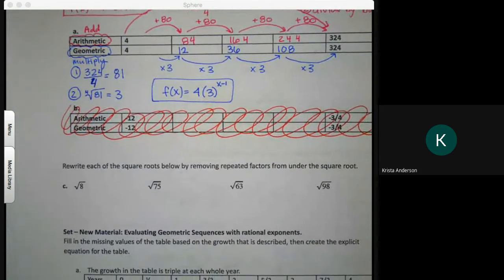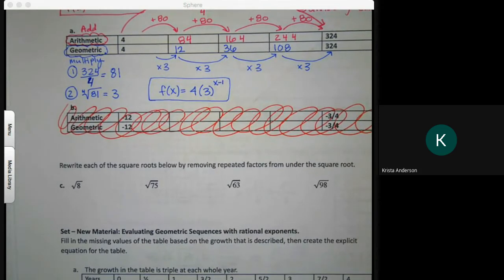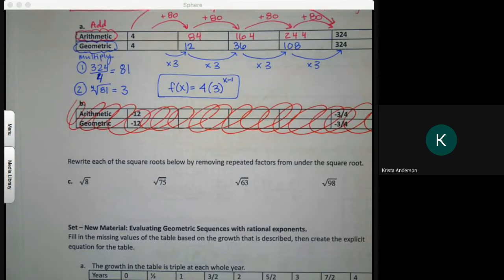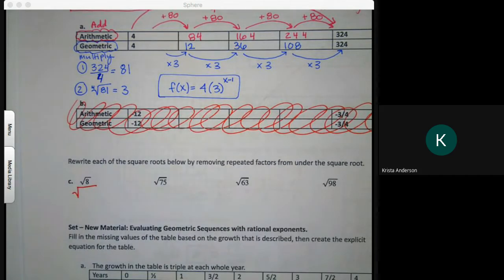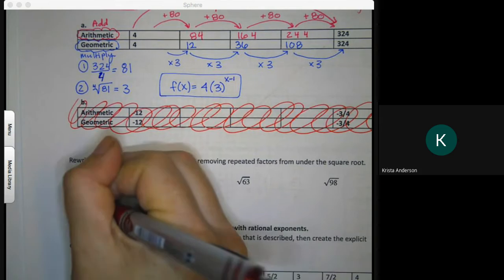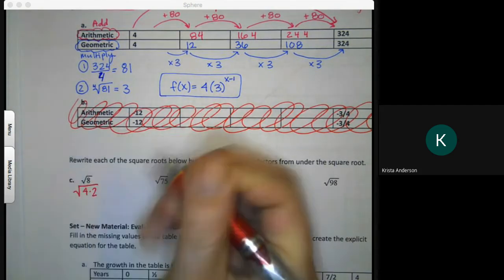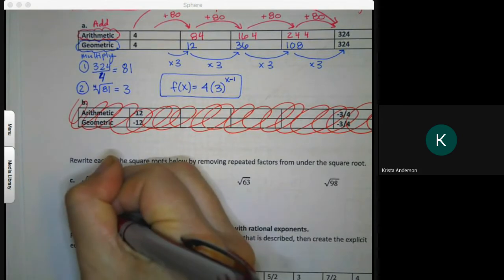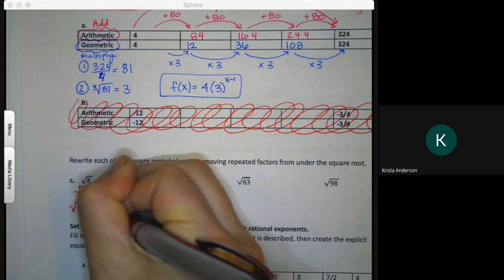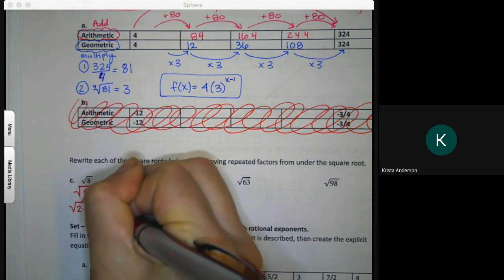And we are going to go to rewrite each of the square roots below by removing repeated factors from under the square root. We are going to factor each number and then pull out whenever there are 2 that match. So does anybody know what times what is 8? 4 times 2. Good job. Can you break down the 4? 2 times 2. And I can't break the 2 down anymore, so I'm going to drop it down in with it.